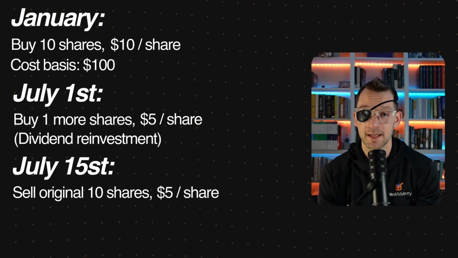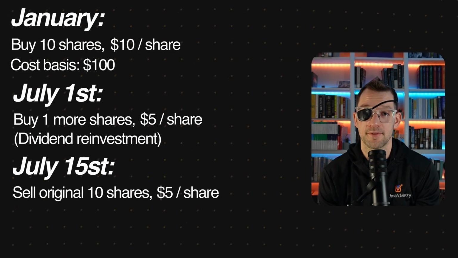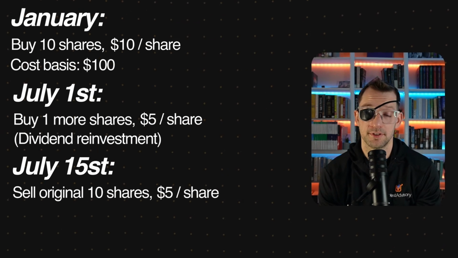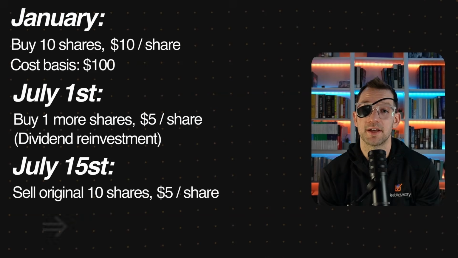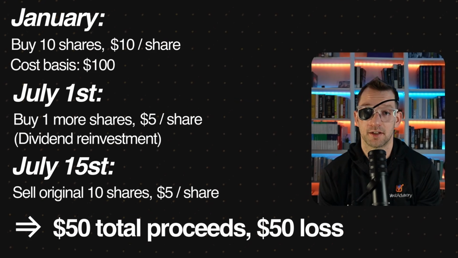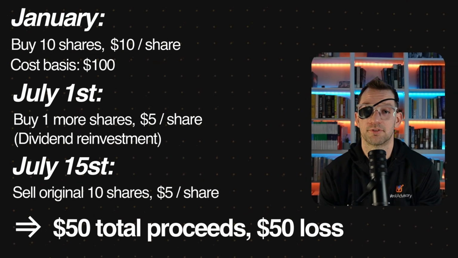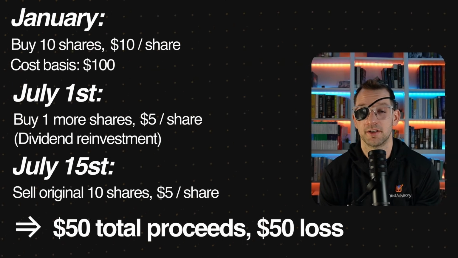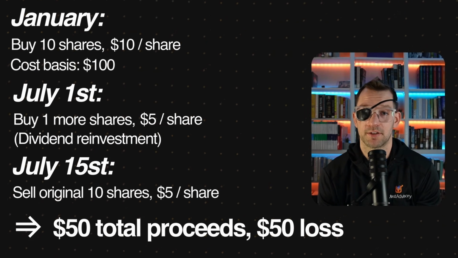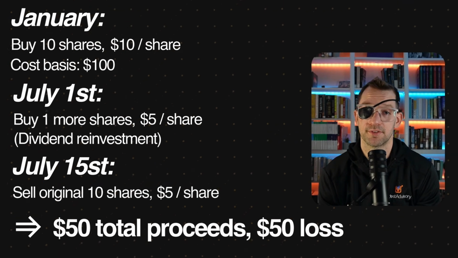So you paid $10 for 10 shares and sold 10 shares for $5 a share. So you have a collective $50 loss. You have a $5 per share loss. You originally paid $10 per share, sold for $5 a share, so you have a $5 per share loss, and since you sold 10 shares, you have a $50 loss.